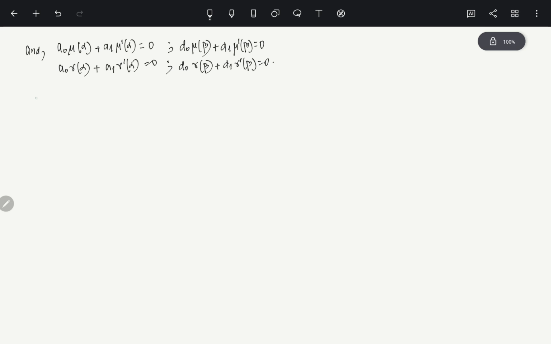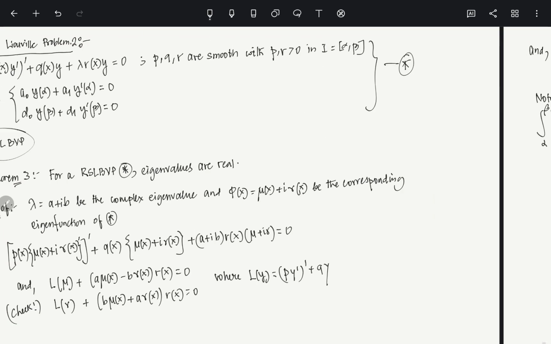Now note that if you have mu times L of gamma minus gamma times L of mu, you remember we computed something like this, right? This is the Lagrange identity part, exactly the same. If you write it, then it will become integral from alpha to beta.